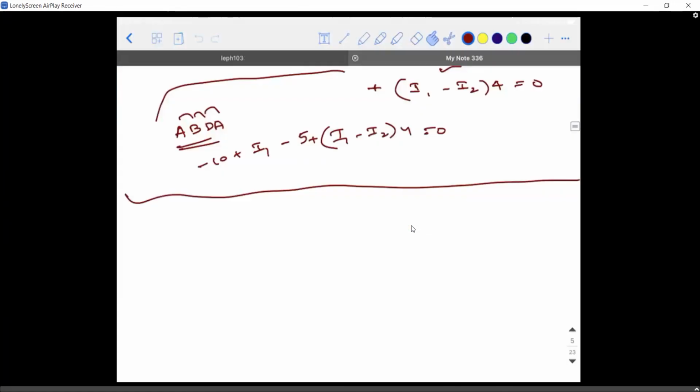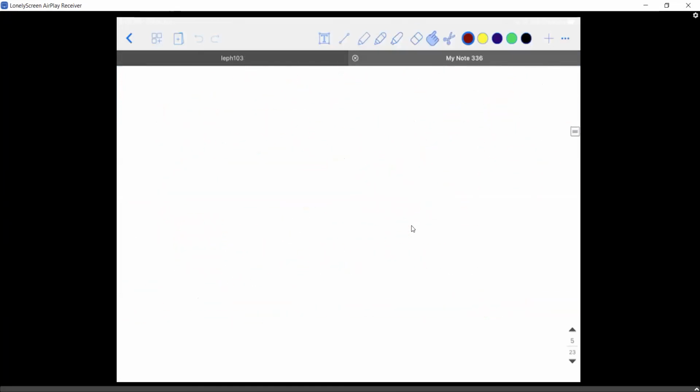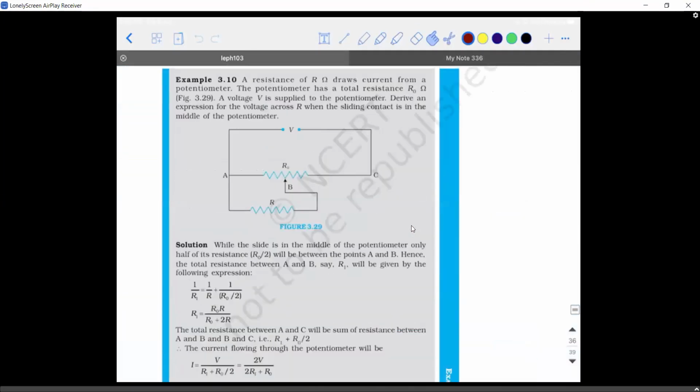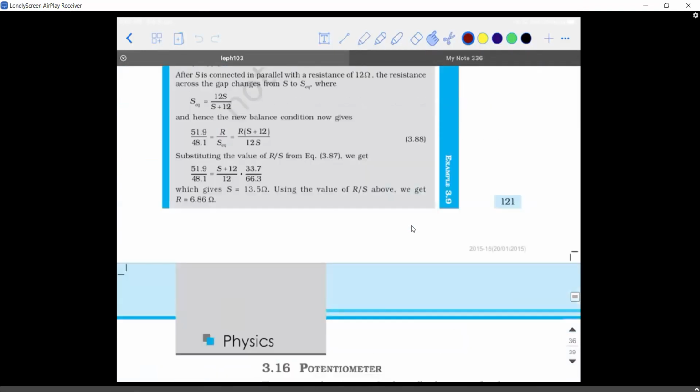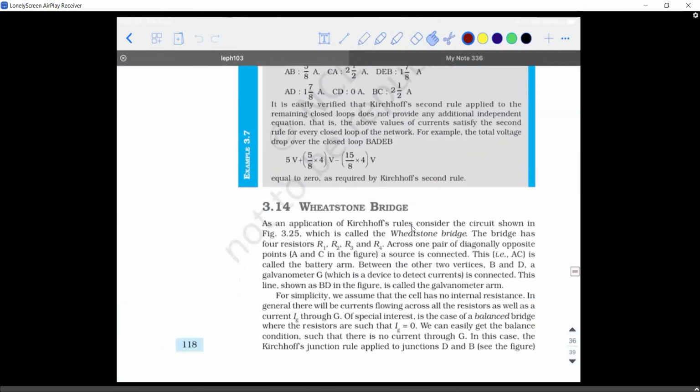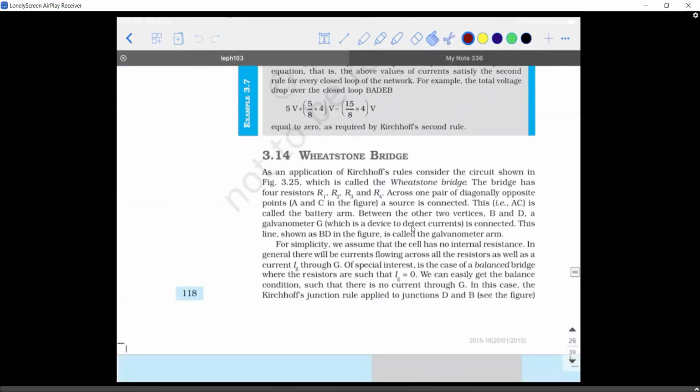Okay. So I think this was the last concept that we saw yesterday, Kirchhoff's law, and based on that we did a problem, right? So today we are going to see the application of it. We'll see the application of Kirchhoff's law. That is nothing but a Wheatstone bridge. So write down the heading as a Wheatstone bridge. Okay. So as I told you previously, it is an application of Kirchhoff's rules.